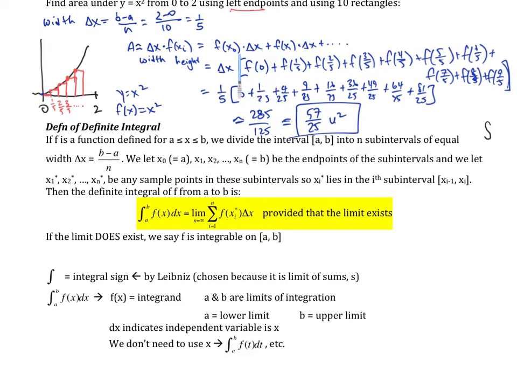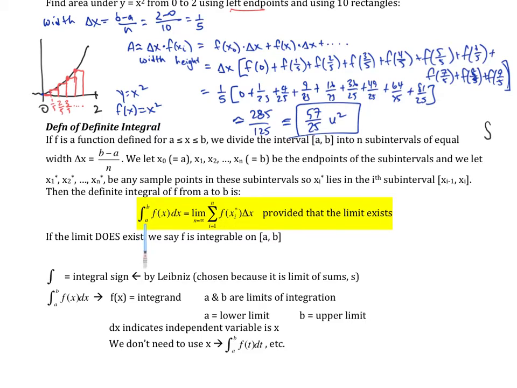So just like we did here, x sub 0, sometimes I may have called it x sub i, right? Which iteration I'm doing: the first rectangle, the second rectangle, the third rectangle. That's just saying, divide it into the widths, and then all these subintervals, which are the rectangles, have sample points that lie in the ith subinterval, x sub i minus 1 to x sub i. Then the definite integral of f from a to b is the following.